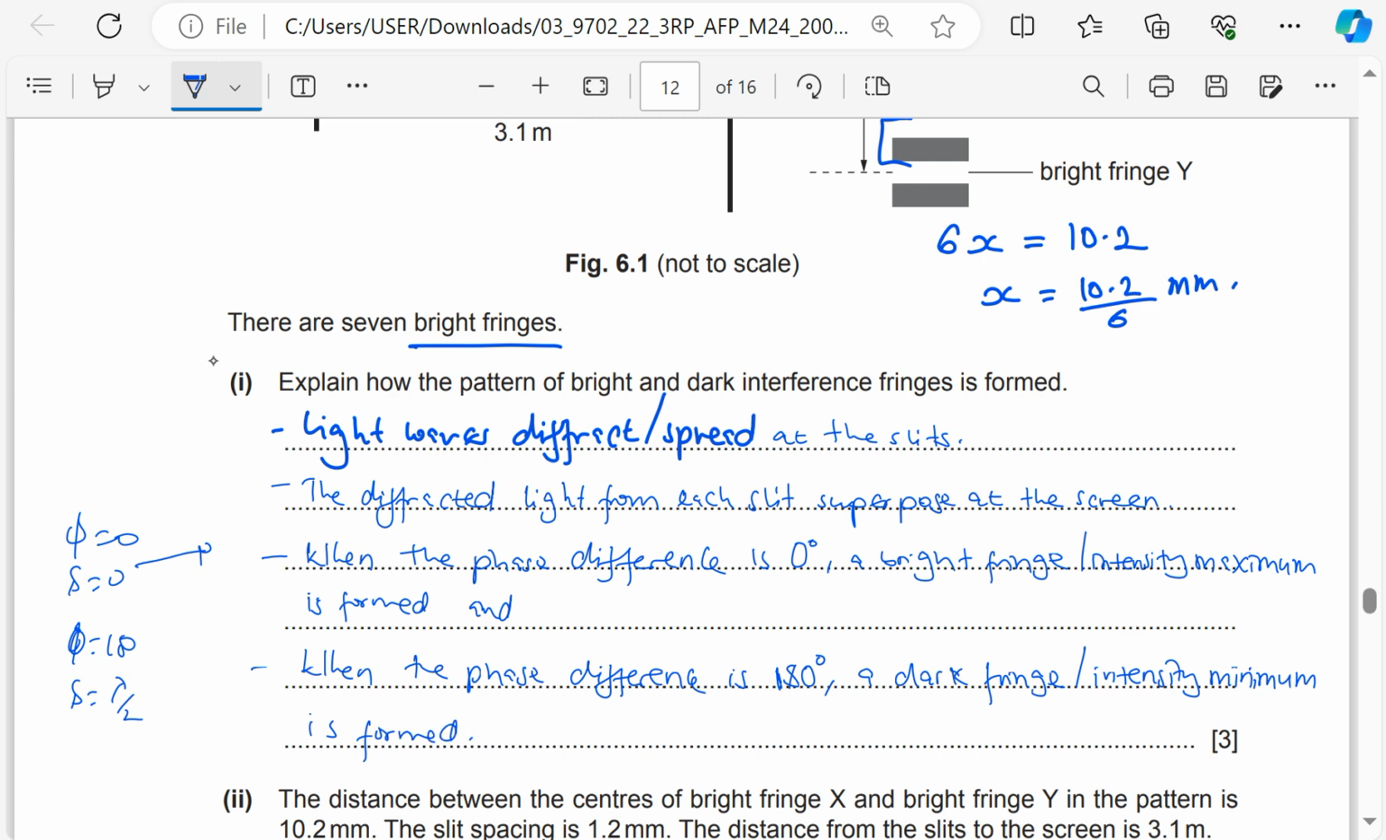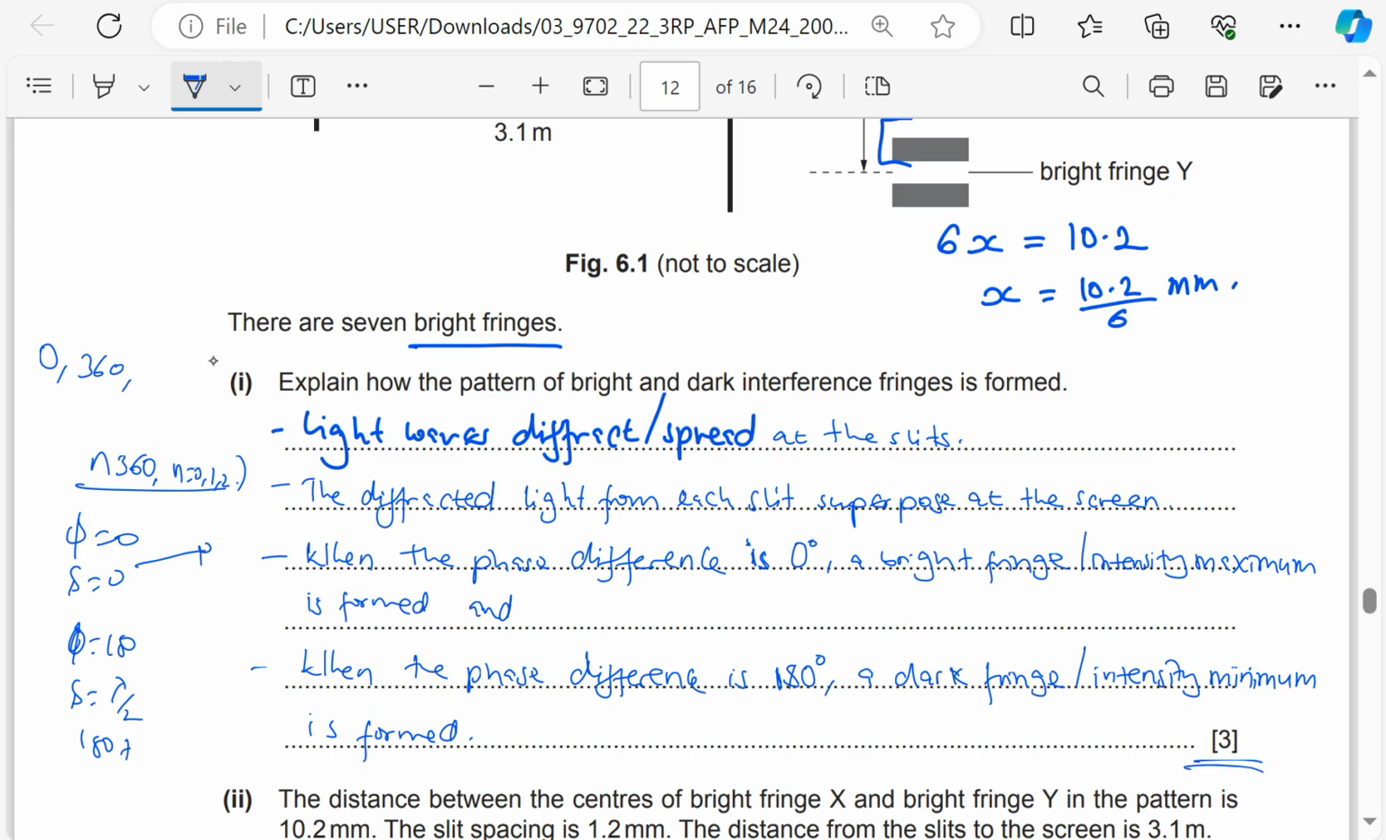Now, instead of saying phase difference is 0 degrees, you could mention the general equation, which is n times 360. But of course, here you have to mention n equals 0, 1, 2, and so on. Path difference in a similar way. I just stated only one condition for phase difference of 0 degrees, but it could be 0, 360, you go on adding one cycle. Here it is 180, plus you go on adding one cycle, and so on. So when the phase difference is 180 degrees, a dark fringe or intensity minimum is formed.